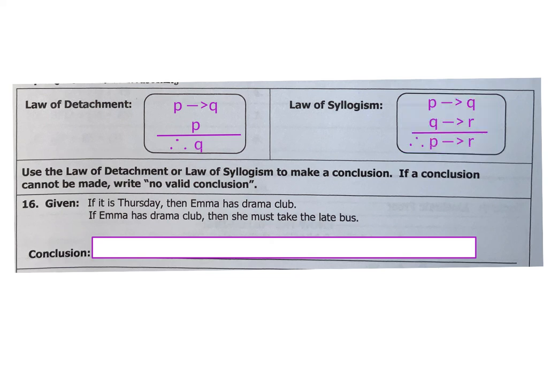Syllogism is similar to transitivity. If P, then Q. If Q, then R. Therefore, if P, then R. All right? So the example they've given us is if it's Thursday, then Emma has a drama club. If Emma has a drama club, then she must take the late bus. All right? So what rule are they wanting us to use here? Syllogism. If then. Okay? So then what can we conclude?